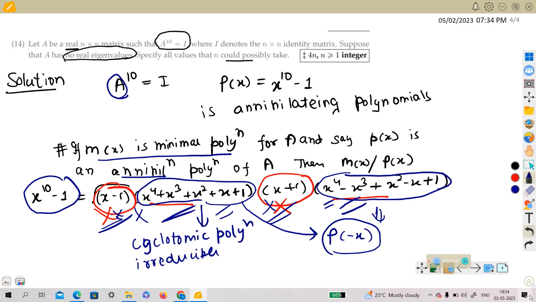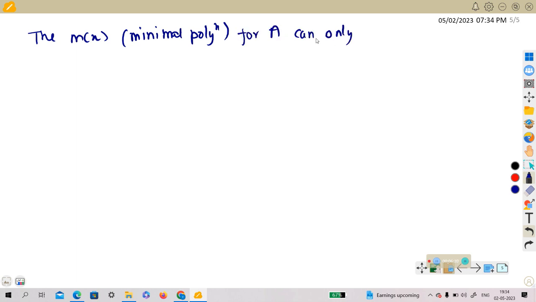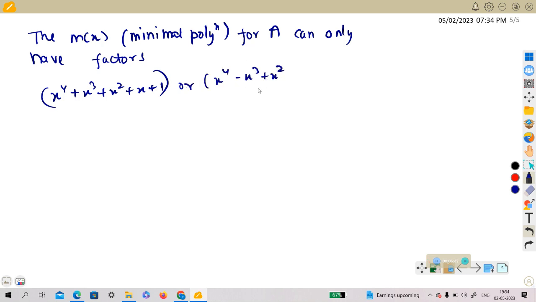So the minimal polynomial for A can only have the factors x to the power 4 plus x cube plus x square plus x plus 1, or x to the power 4 minus x cube plus x square minus x plus 1.